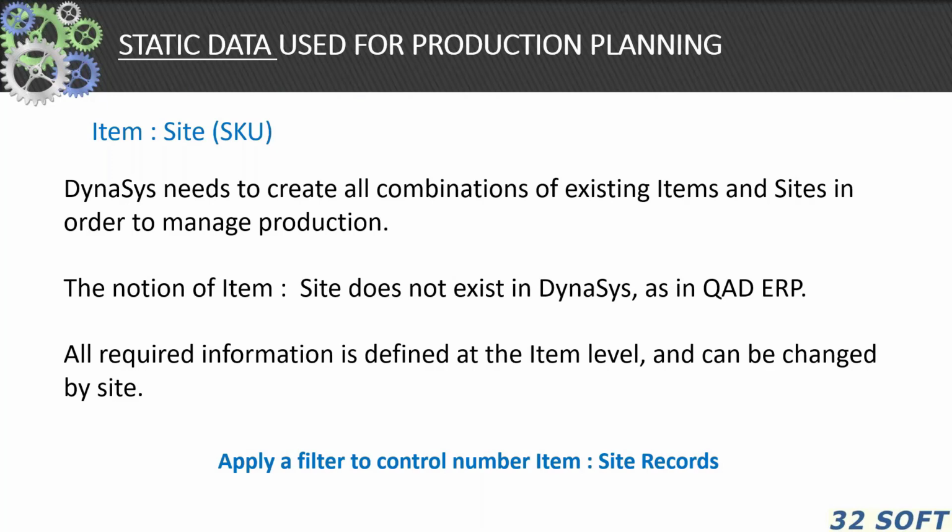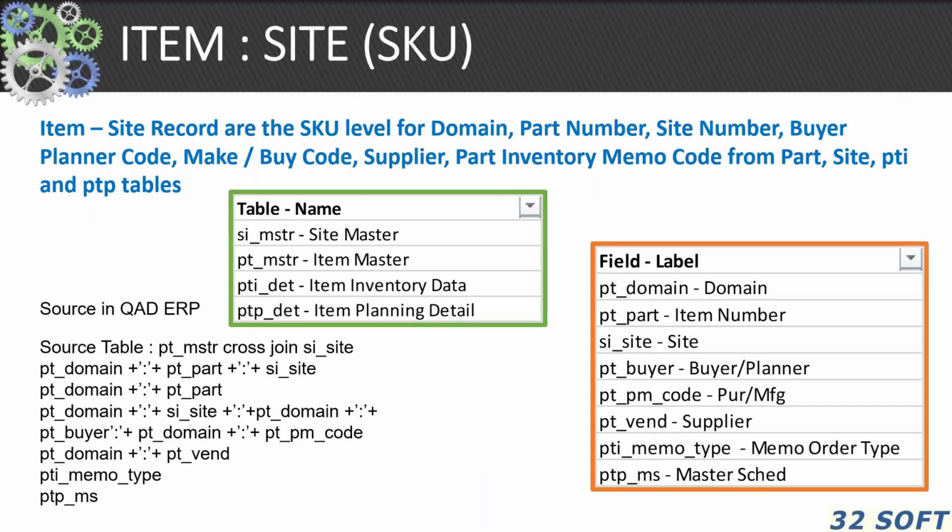The notion of item site does not exist in Dynasis as it does in QED. Dynasis therefore needs to create all combinations of existing item sites in order to manage production. All the information is defined at the item level and can be changed by sites. Application filters to control the number of items that QAD sends is recommended.